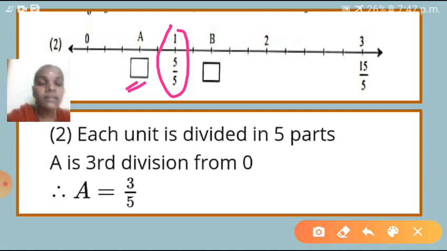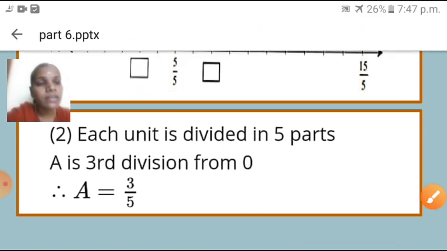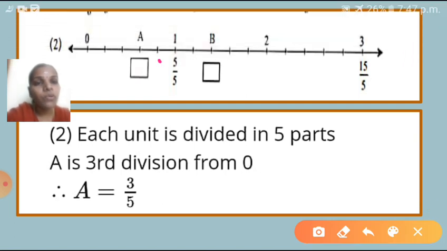Okay, and here every unit is divided into 5 equal parts because the denominator is 5. So see here, children, here 0, that means 0 upon 5. After 0 what will come? 1 upon 5, 2 upon 5, and here what will come? Very good, 3 upon 5. The next one is 4 upon 5, and here 5 upon 5.